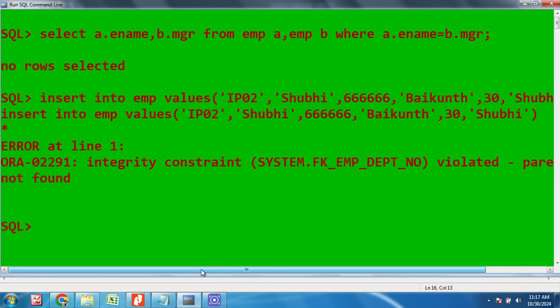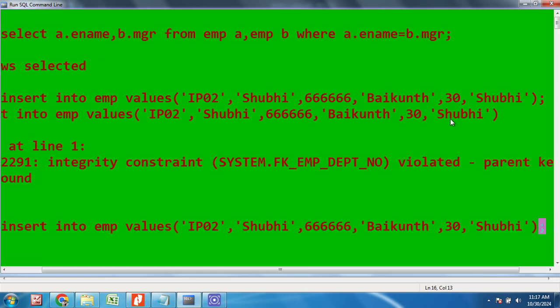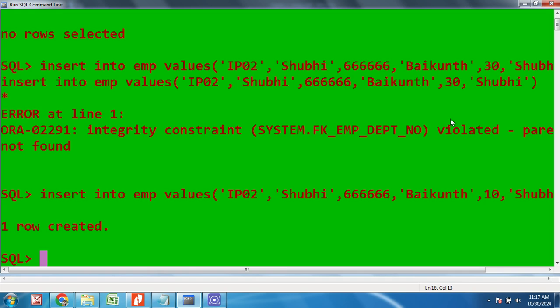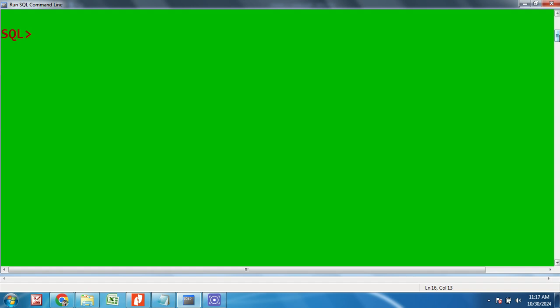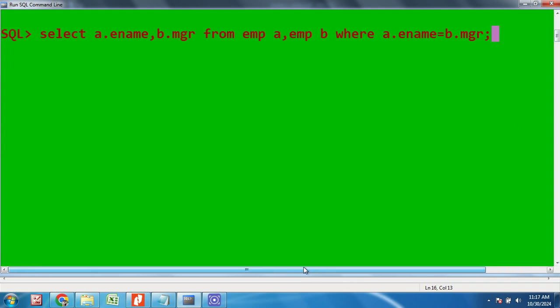Because the DEPT table is the parent table, and in the parent table we do not have the value 30. Just try with 10. Just try to insert the value 10. One row created, and try to see the output with that command, with self join. So this is an example of self join.